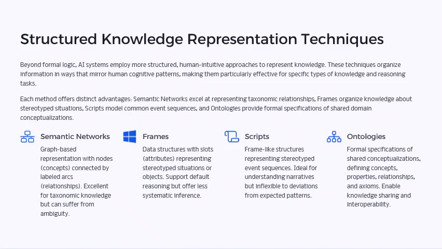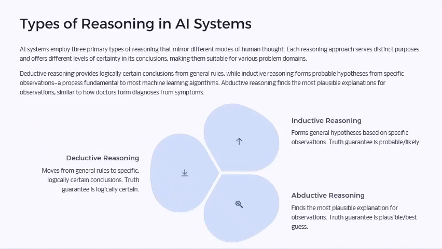Okay, so that's a fascinating tour of how we can represent knowledge. But just having knowledge isn't enough, right? The AI needs to use it. It needs to reason. Precisely. Reasoning is all about deriving new information from the knowledge you already have stored in your KR system. And the sources break this down into different types. First up was deductive reasoning.